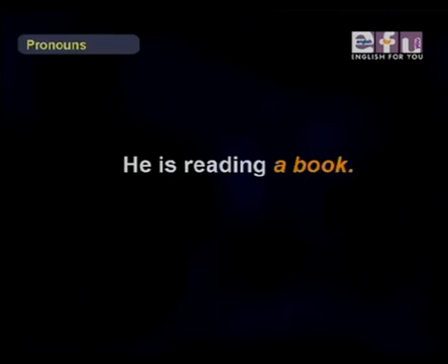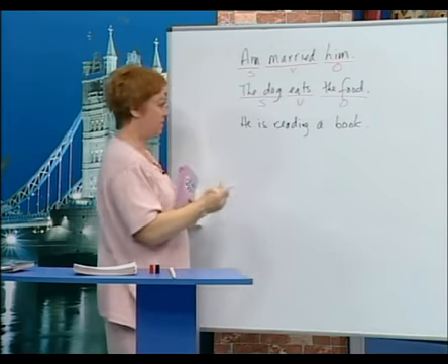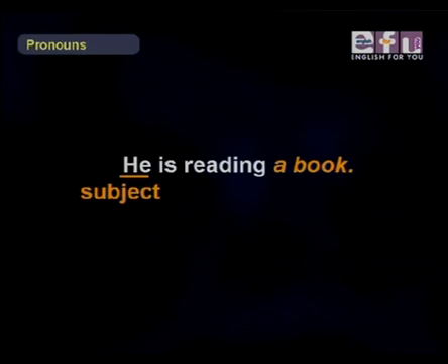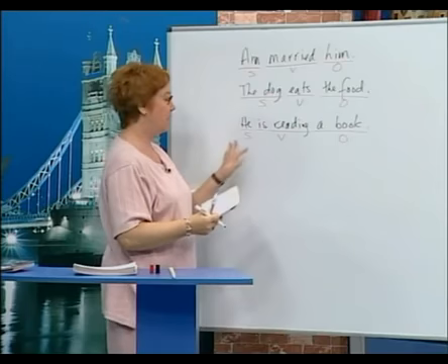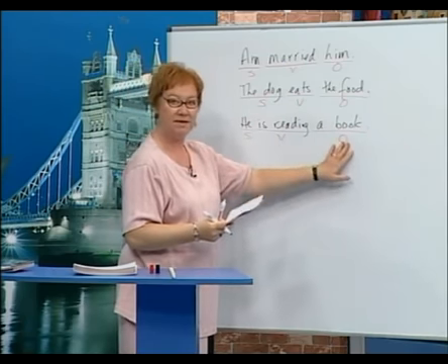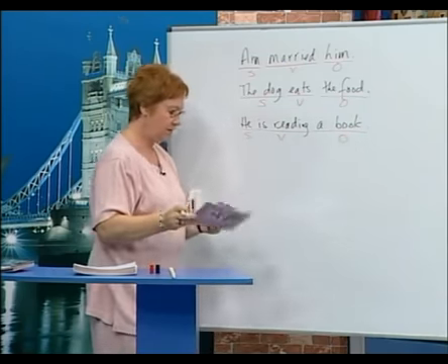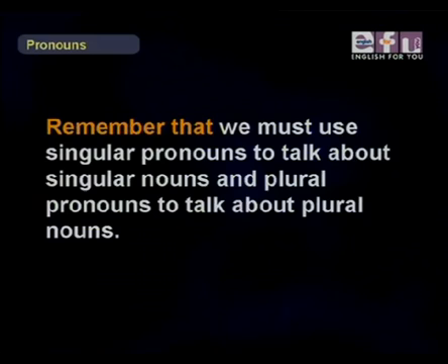And another one, he is reading a book. He is the subject. This is who we're talking about. Is reading, these two words are the verb, and a book is the object. Okay? He is reading a book. What is he reading? A book. Okay? Now, remember that we must use singular pronouns to talk about singular nouns and plural pronouns to talk about plural nouns.